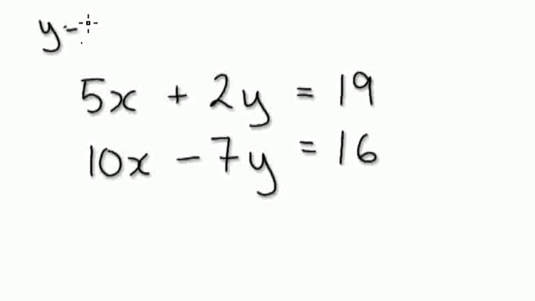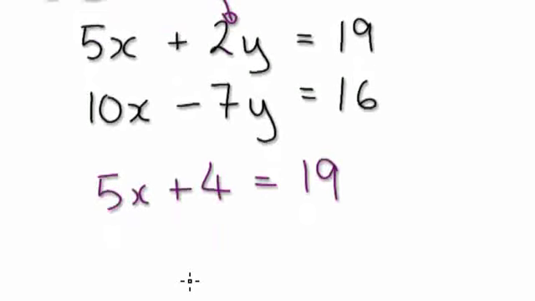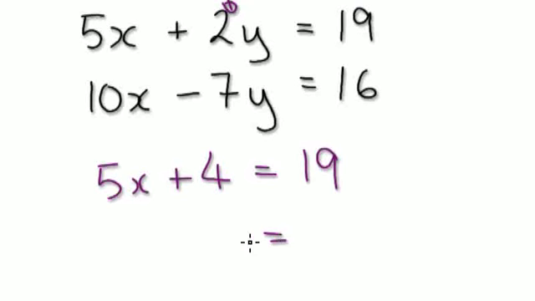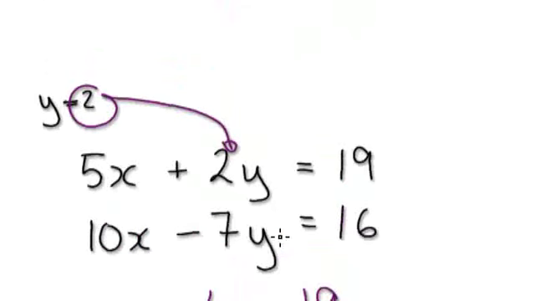Okay, y equals 2. So let's put 2 into here. So this thing will be 5x plus 4 equals 19. Okay, and then take away 4 from both sides. So that will be 15, and then divide both sides by 5. So x equals 3. Okay, so x equals 3, y equals 2, and then you would put this into here and check it.